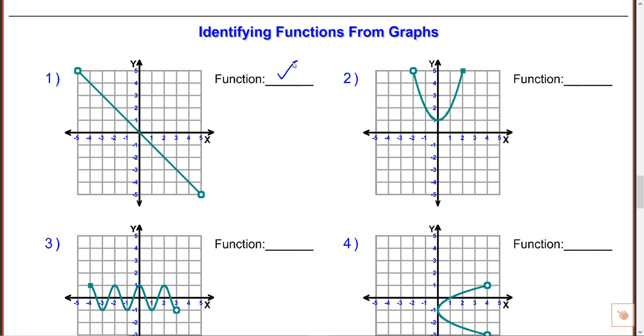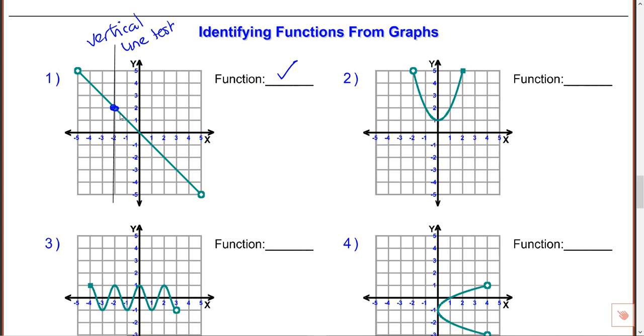Because there is a test for a function, and the test is a vertical line test. This is an important one for you to use. The vertical line test is: does a vertical line cross the graph only once or more than once? If the vertical line only touches it once, it's a function. If it crosses it more than once, it's not a function.